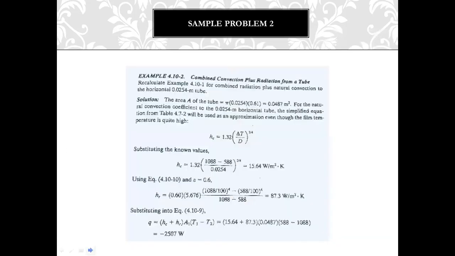So in here, we have the case of a combined convective plus radiative heat transfer still from a tube. So we'll be using the previous example that we have. I think this is example 4.10-1 for combined radiative plus natural convection to the horizontal 0.0254 meter tube. Now I will go back to the slide wherein this example 4.10-1 is placed, so that you will have recall.